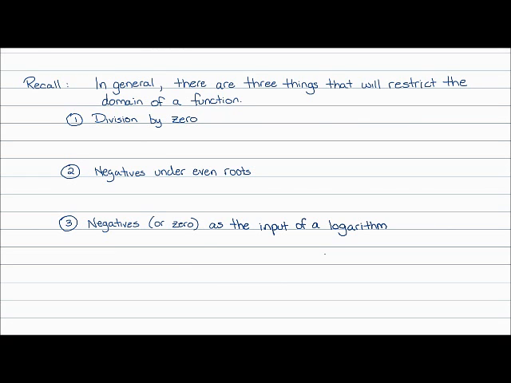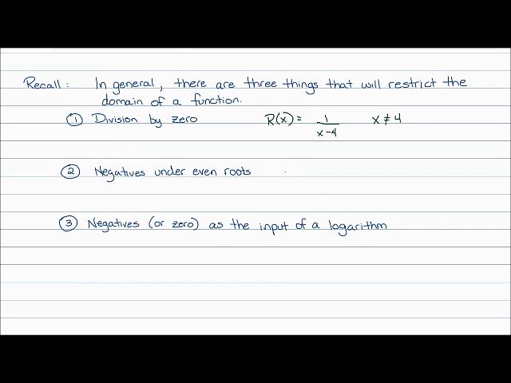In general, the three things that will restrict the domain of a function are division by zero, having negatives underneath radicals, even radicals, and then finally negatives or zeros as the inputs of logarithms. A simple example of each of these: something like if you had a function defined by 1 over x minus 4. Well, the domain here would be everything except that x cannot equal a positive 4, because if it did, you'd be dividing by 0.